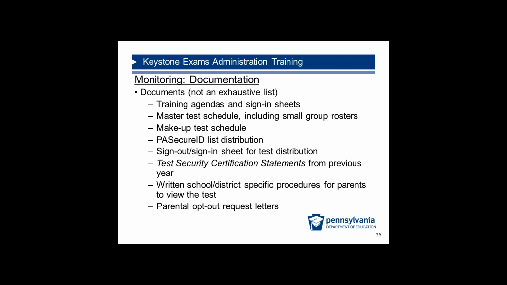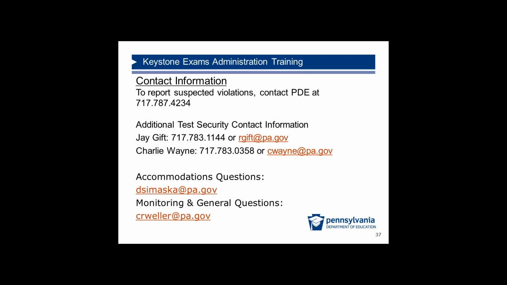That would be DAC for SAC and SAC for TAs, and then if you had them sign in when they attended the training. The master test schedule, including small group rosters, makeup test schedule, PA Secure ID list distribution, sign-out, sign-in sheet for test distribution, and the test security certification documents or statements from previous years, which you have to keep for 3 years. Written school and district specific procedures for parents to view the test, and then parental opt-out request letters you have to keep on file. So that's not an exhaustive list, but that's pretty much the documents that on-site monitors would look for when they came on site.